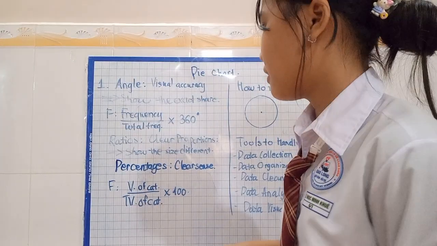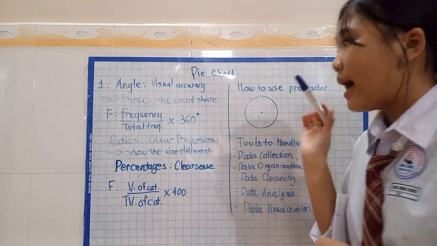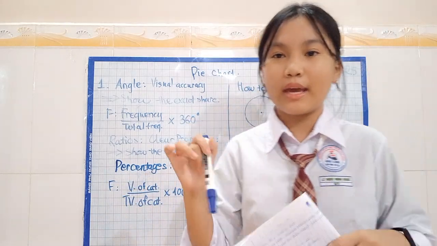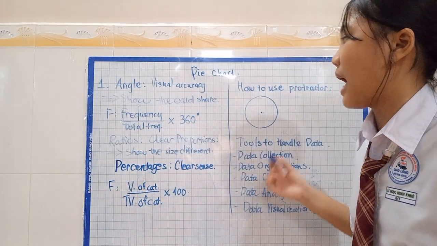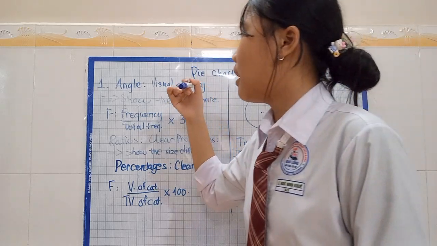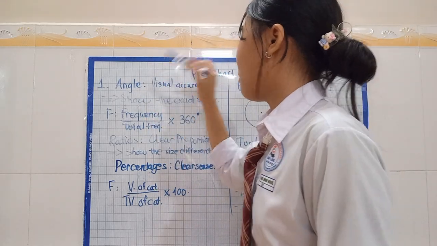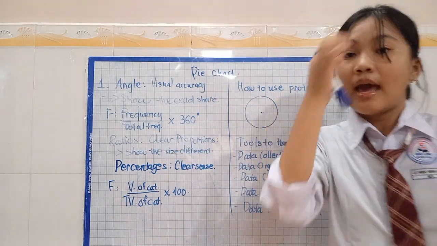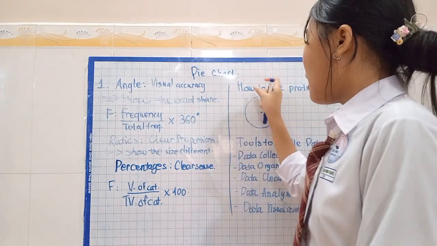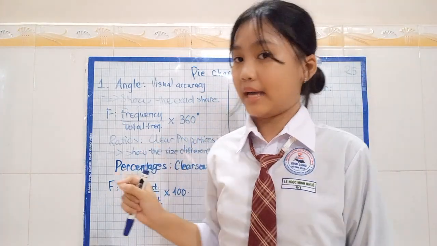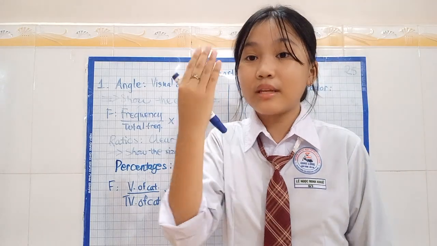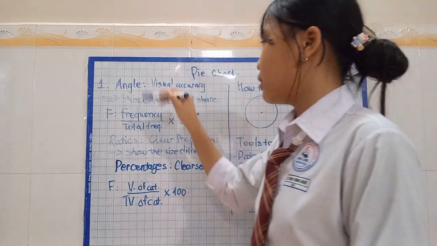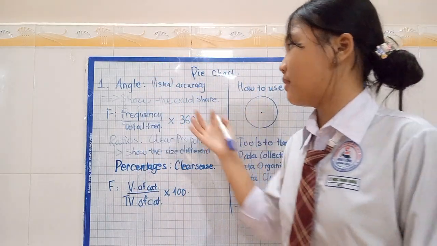So first, let's look at angle. What do angles help with? Well, angle basically helps with visual accuracy. The reason why we should learn how to use angles is so that we can show the exact share of the pie. We all know a pie chart has different slices, right? And each percentage shows a different share of the pie. So we need accuracy, and we also need visual accuracy so that when we look at it, we know that it is correct. So we all need to get the hang of what an angle is.